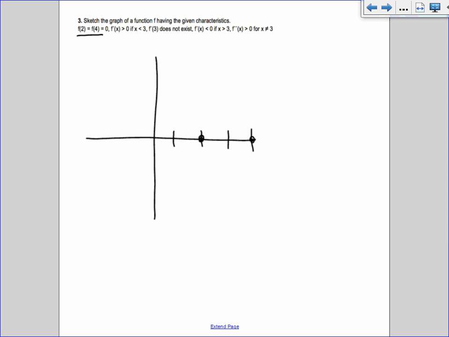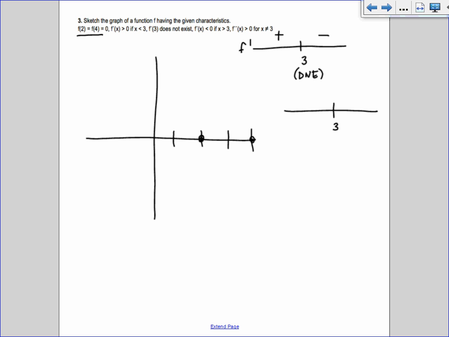It's saying f prime is greater than 0 if x is less than 3. So that's when I think about a number line for f prime. I'm saying it's greater than 0 if x is less than 3, so it's positive over here. f prime of 3 does not exist. f prime of x is less than 0 if x is greater than 3. And f double prime is positive for everything except 3.